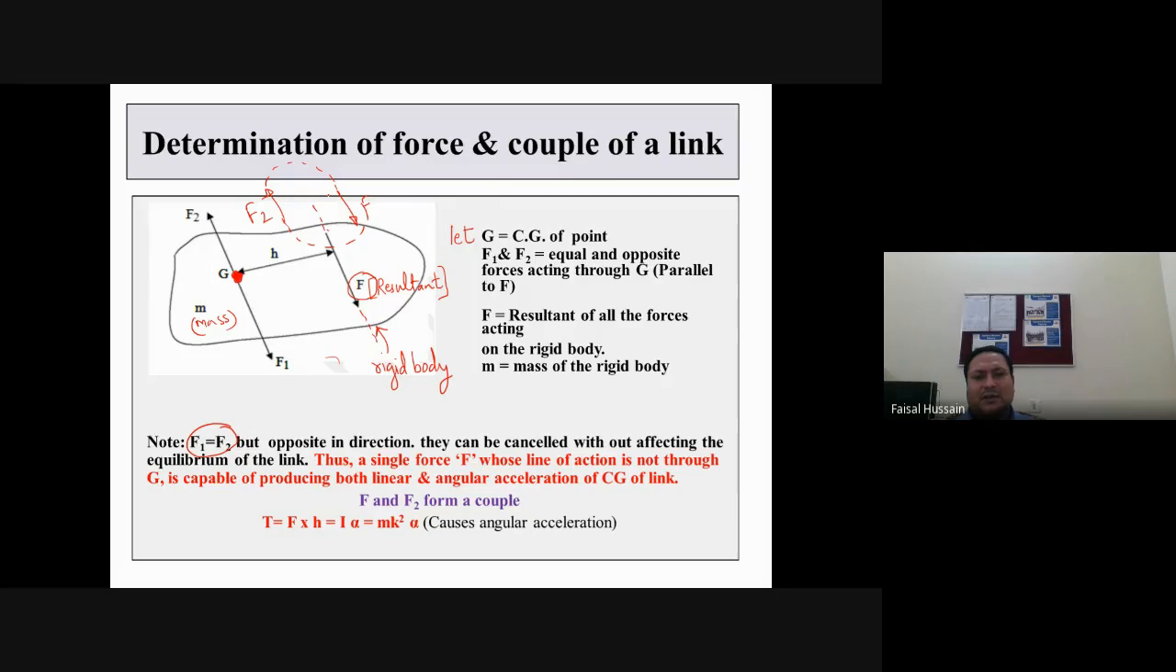And as it forms a couple, the torque which will be induced in it will be F into h, force into distance. It can be represented as I into alpha, and it can also be represented as mk square into alpha. Alpha is your angular acceleration, k is your radius of gyration, m is the mass of the body, I is the mass moment of inertia. So this is the equation through which we can determine the force and couple and torque also on a link.